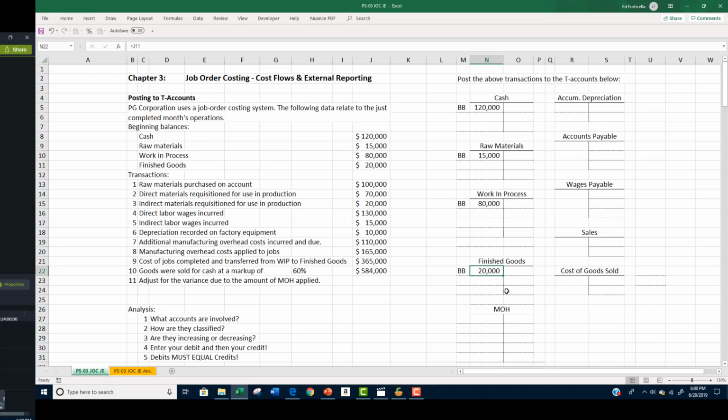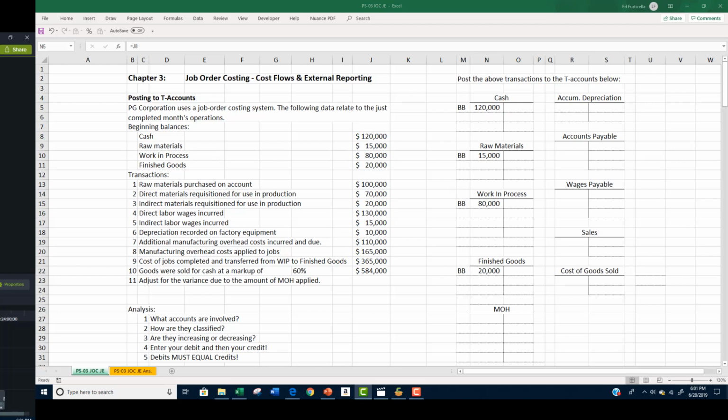You should note that to enter the beginning balances, I used a point and click technique to save time and assure accuracy. I'll use the point and click technique throughout this problem. For point and click techniques, you type the equal sign, point to the cell with the amount that you want to enter, and click enter. At this point, we have all the beginning balances in our T accounts.